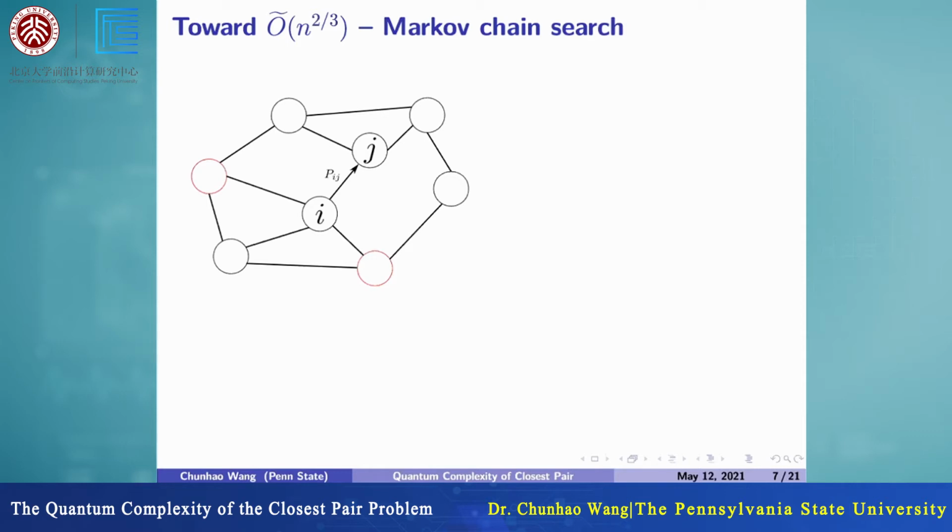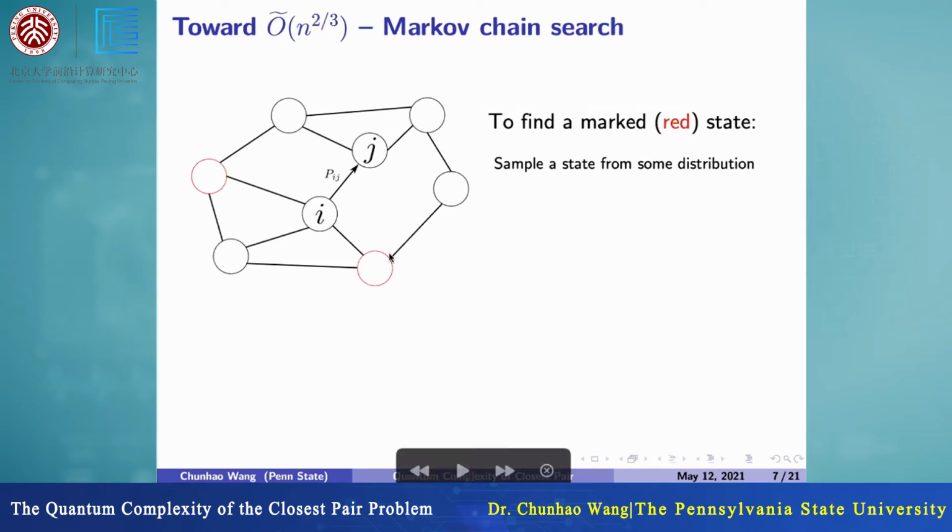So this P_ij is the probability of jumping from i to j. And if you write all the P_ij, it's a stochastic matrix. So in this Markov chain, some vertices are marked. I use this red to denote marked vertices. Okay. So the problem is, how do you find a marked state in this Markov chain? The first step is to sample a state from some distribution. Usually we sample from the uniform distribution of all the states.